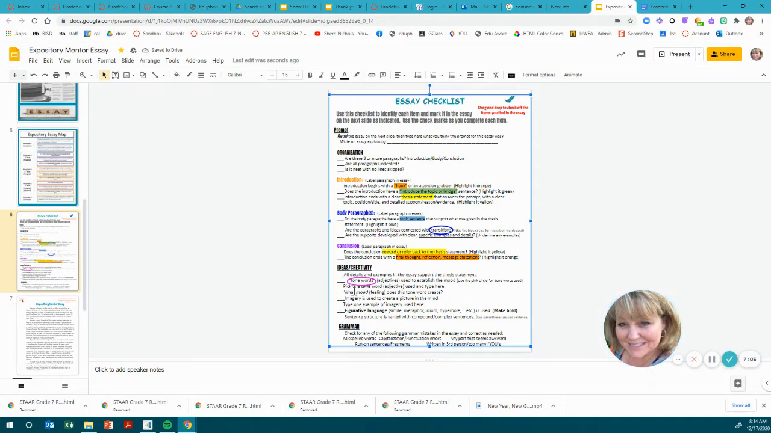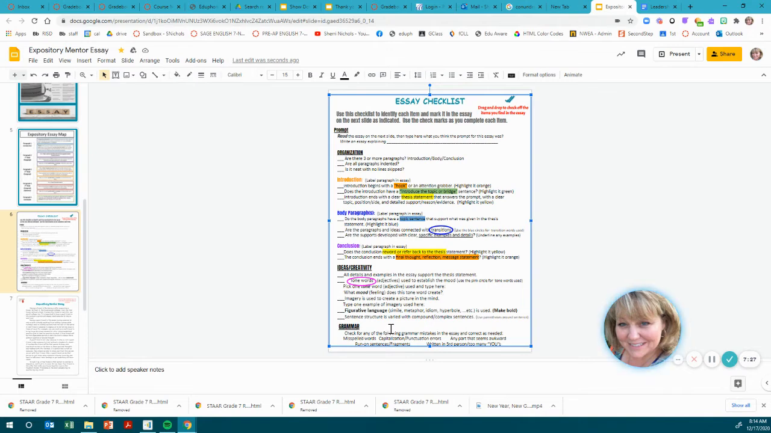You also want to find the imagery used to create a picture in the mind. Type one example of imagery used here. And then figurative language, simile, metaphor, idiom, hyperbole, all of those, make them bold. And then sentence structure is varied with compound, complex sentences. Use parentheses around sentence structure. So when you see a compound or complex sentences, put parentheses.